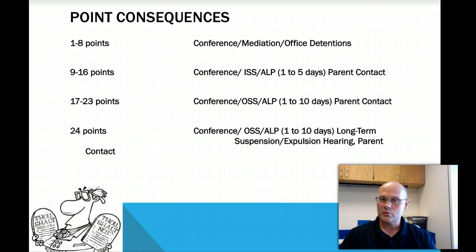where we go to an out of school suspension and possibly a long-term hearing or suspension or expulsion. Those are the worst case scenarios. We do very few of those throughout the year.